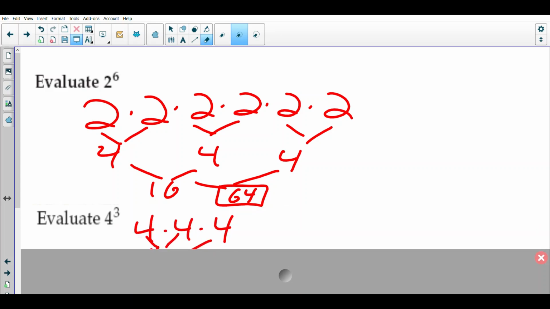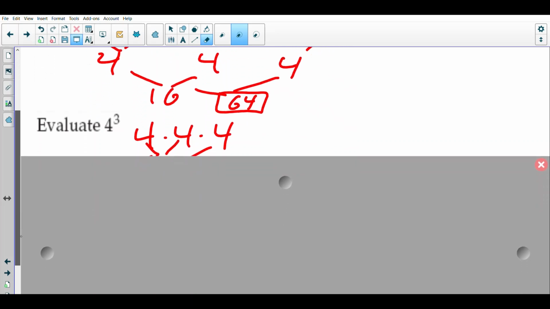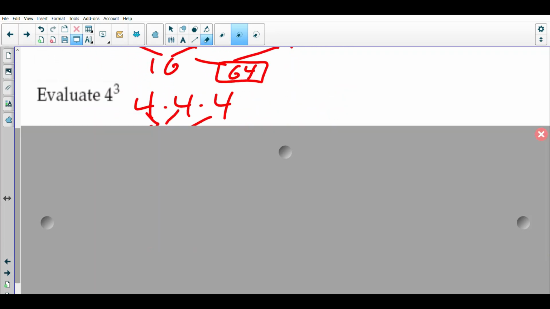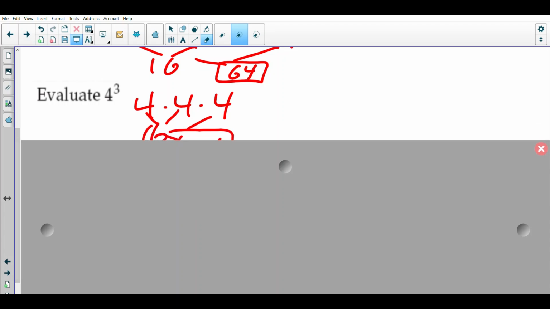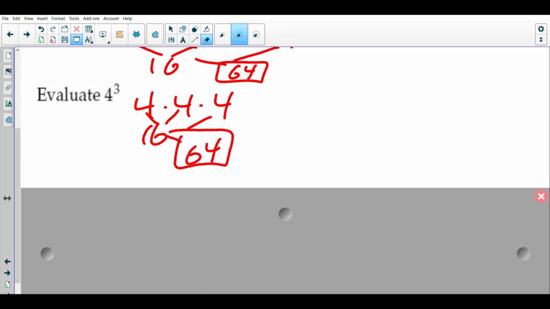The next one, 4 to the 3rd power. I do this exact same thing: 4 times 4 times 4. Well, 4 times 4 is 16, and then 16 times 4, again, is 64.